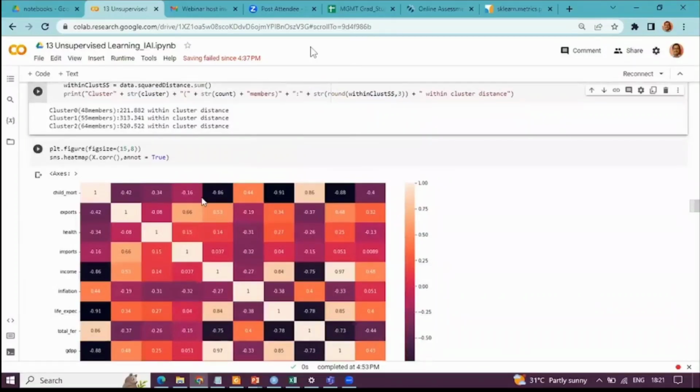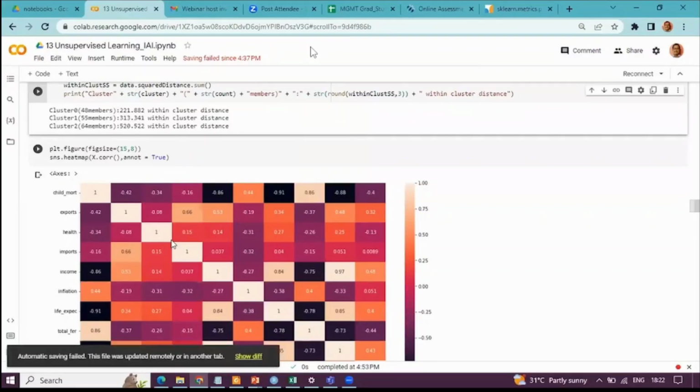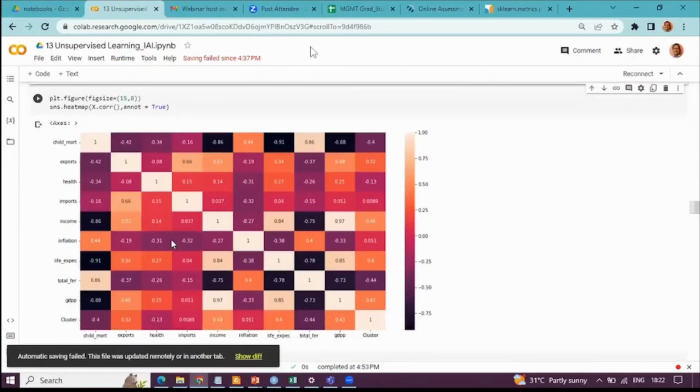And one more thing I can also look at is what is the level of correlation that is existing between all the variables based on which I am taking a clustering. To a large extent, all these variables should be independent.